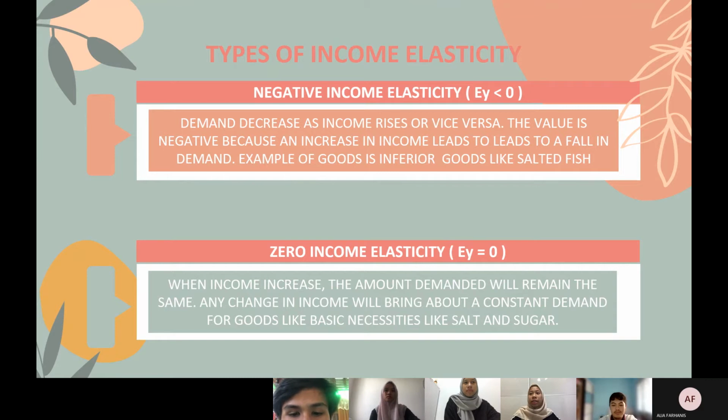The last one for types of income elasticity is zero income elasticity, which is EY equal to 0. When income increases, the amount demanded will remain the same. Any change in income will bring about a constant demand for goods like basic necessities such as salt and sugar. So we are moving on with Afif.